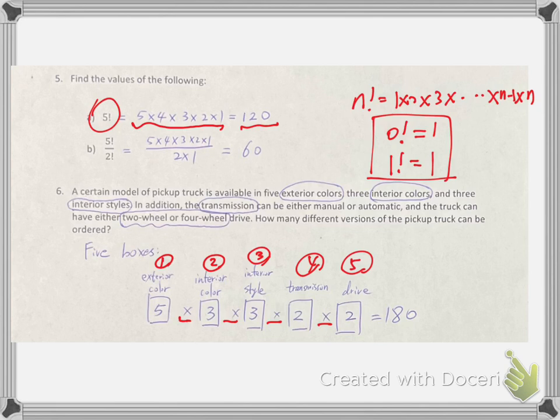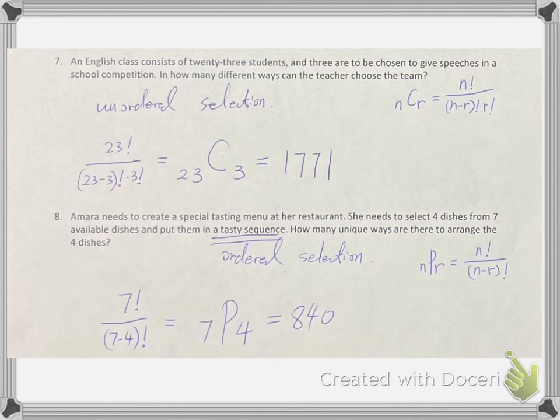So now step 1, you have 5 different outside colors. Step 2, you have 3 different colors. Step 3, 3 styles, and then 2 transmissions, and then 2 ways, 2-wheel or 4-wheel drive, right? So this is the possibilities, the choices for each step. You multiply all of them, you got 180. So that's the multiplication. And then later we will talk about nCr and nPr. They are just extended ways to multiply.